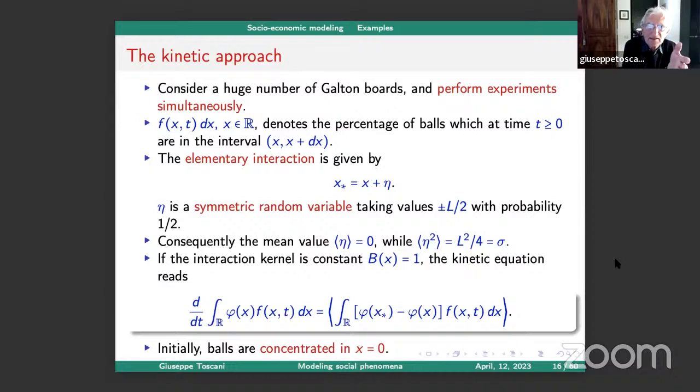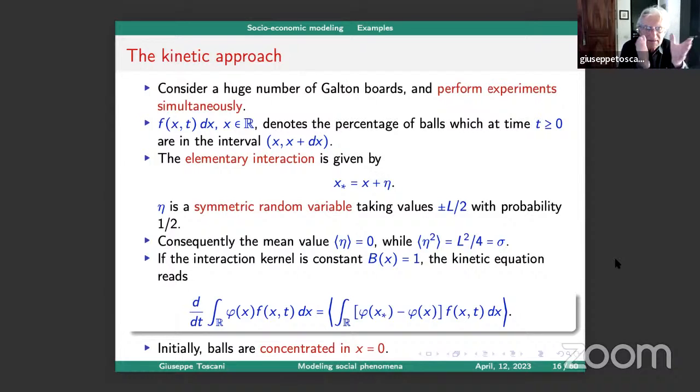In this case, we have not one Galton board with many balls that are falling down, but a huge number of Galton boards, each one with a ball. And then I perform the experiments simultaneously. And then at a certain time t, I denote with f of x, t, dx the percentage of balls which at that time lie in the interval x plus dx.